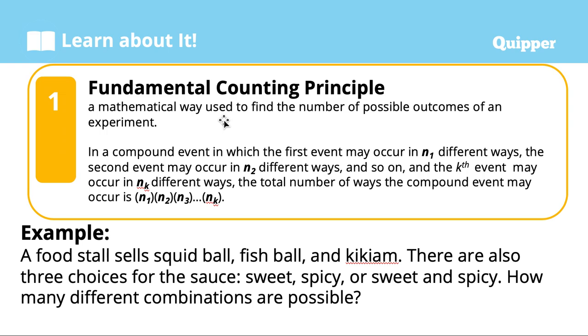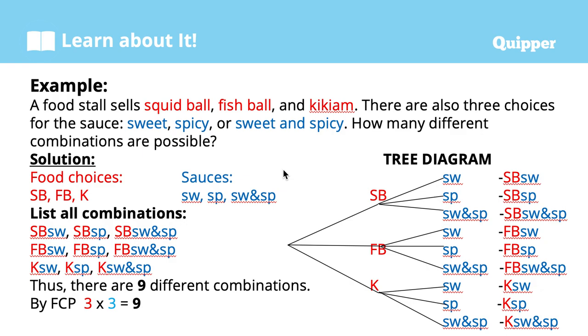For example, a food stall sells squid ball, fish ball, and kikiam. And there are also three choices for the sauce: sweet, spicy, or sweet and spicy. How many different combinations are possible? To answer this problem, we have to identify how many events we have in our example. Here, we only have two events, the food choice and the sauce.